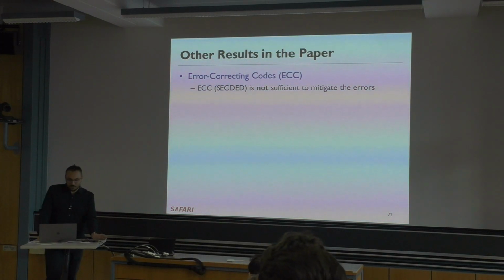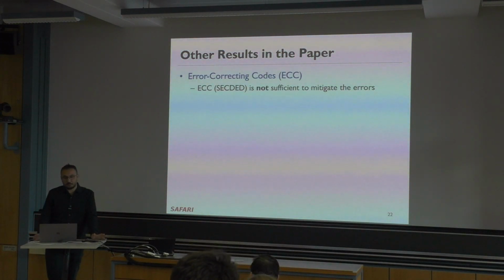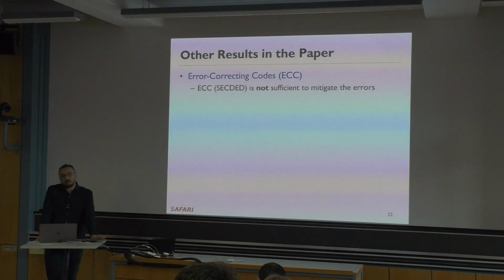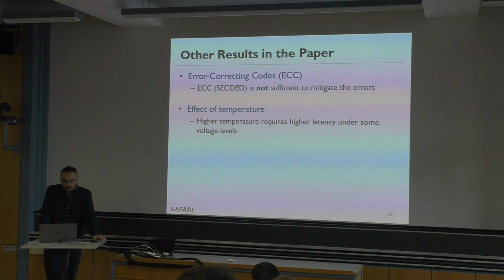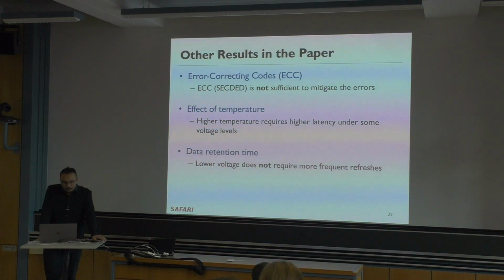Here we also do some analysis by using a simple ECC mechanism to see if it can help reduce the voltage further. But we observe that it's not very sufficient, because when we start seeing errors, they just pop up in very large numbers. And we check the effect of temperature. Yes, high temperature requires higher latency under some voltage levels, but the general trend is the same. The story is similar. And when we look at the data retention time, we see that reducing the voltage does not affect the retention time that much, actually.